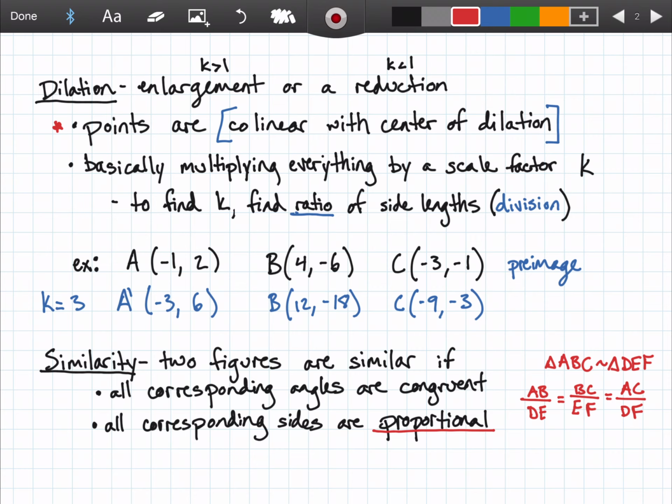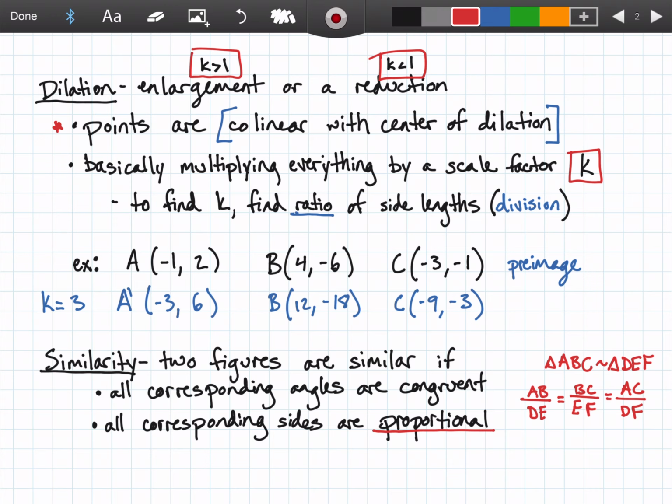But let's be real. Enlargement, reduction, basically you're just multiplying everything by a scale factor, which we call k. So if k is bigger than 1, it's going to get bigger, and if k is less than 1, it's going to get smaller. And to find k, all you have to do is find the ratio of the side lengths. Ratio is a really fancy way to say division.